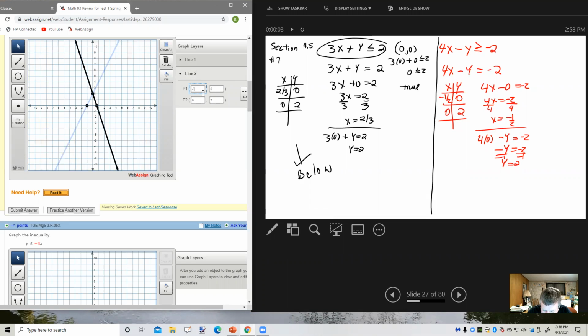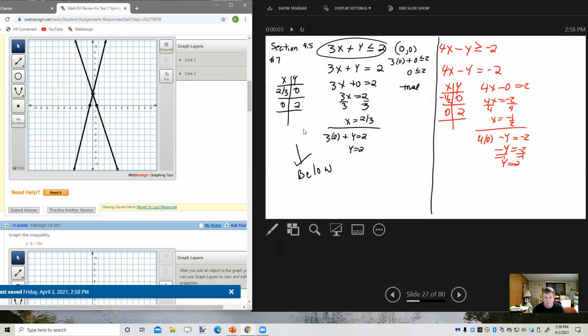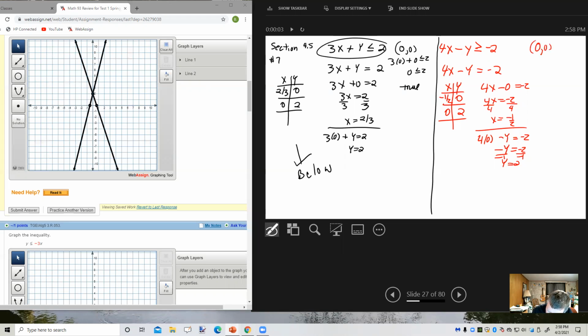So I'm going to make that -1/2, 0, and 0, 2. This inequality also includes equals, so it would also be a solid line. Again, I can use 0, 0 as a test point. Plugging that into the original inequality: 4 times 0 minus 0 greater than or equal to -2. 0 is greater than or equal to -2, so that's true. And that second line, which is over here, 0, 0 is below it.